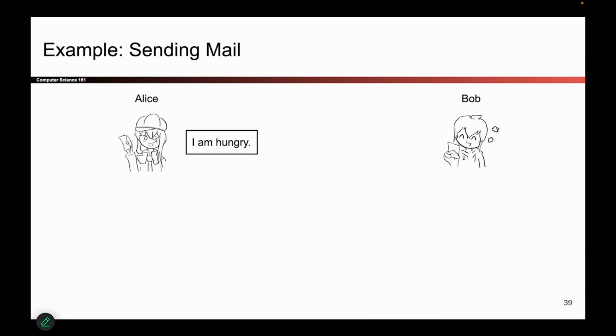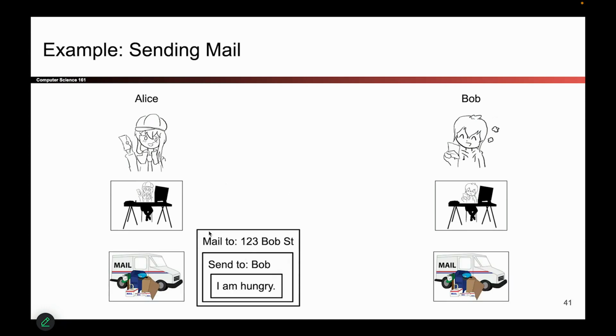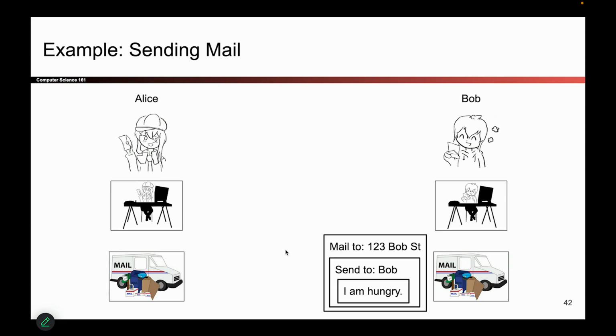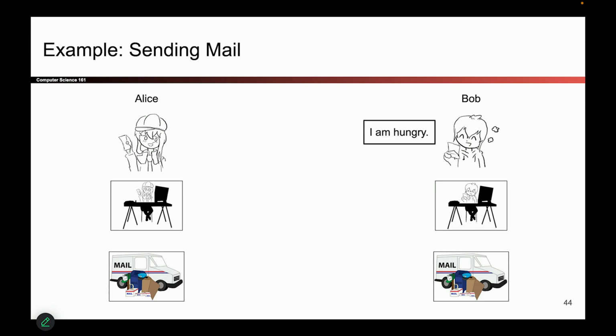So once again, we have wealthy Alice here. She gives the message to her secretary, who wraps the message in an envelope. She then gives it to the mailman, who wraps the message in the envelope in a box. And then once this box reaches Bob, we take the envelope out of the box, and then we take the letter out of the envelope, and then Bob gets the original message back. That's the analogy for how two people might send mail.